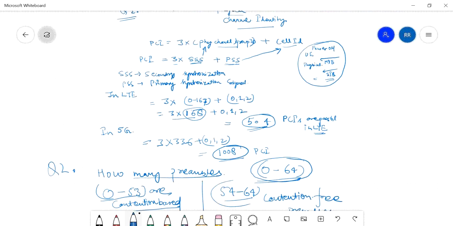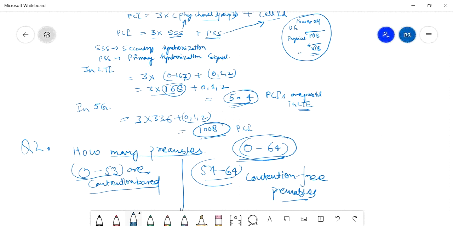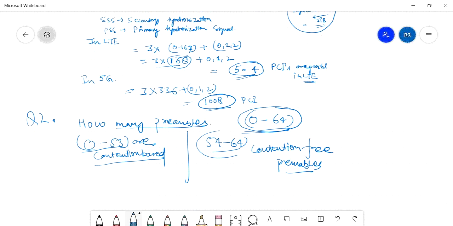I will cover them slowly. We will cover two questions, and those are enough. If you understand the answers to those questions, you can slowly develop very good knowledge of LTE and 5G.